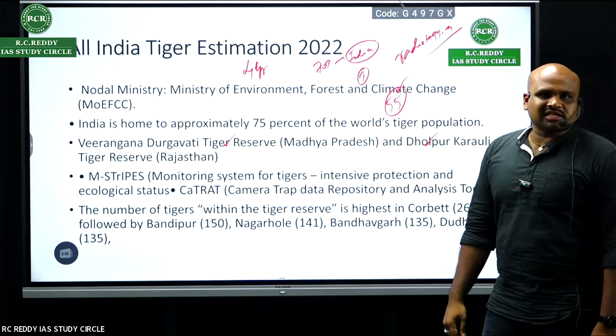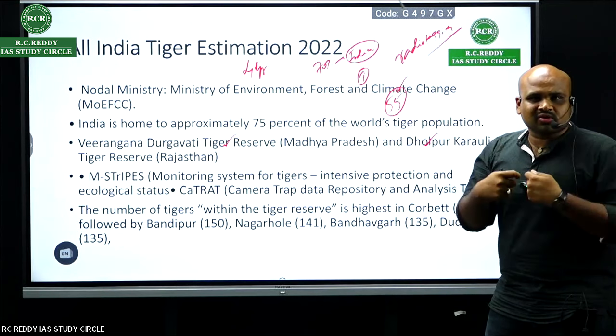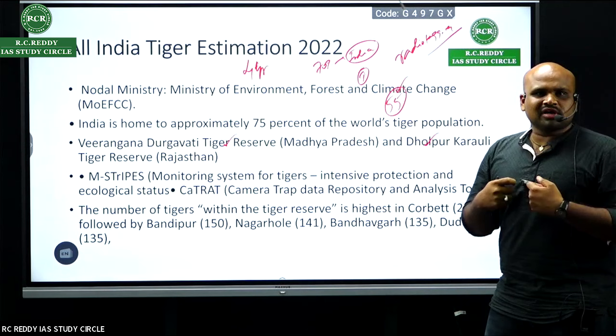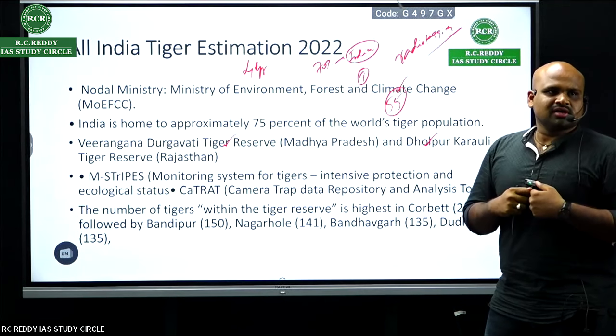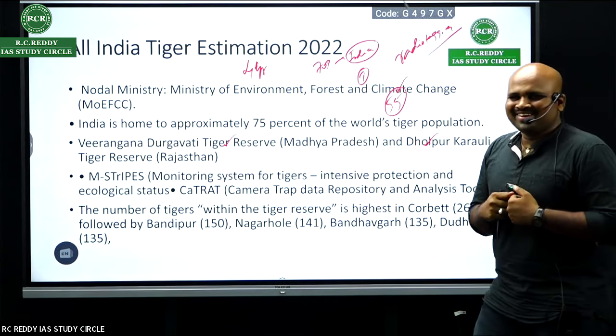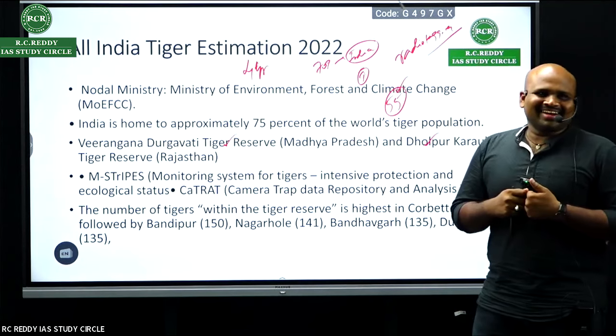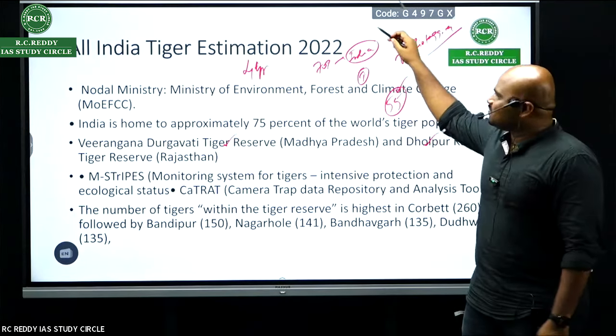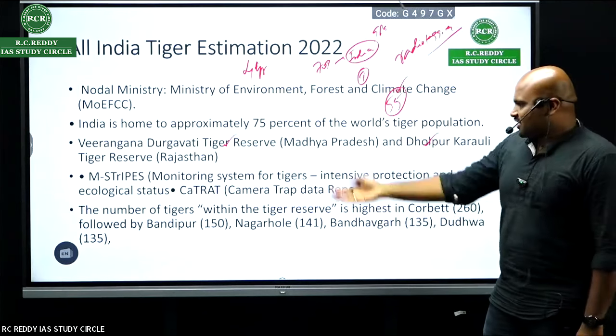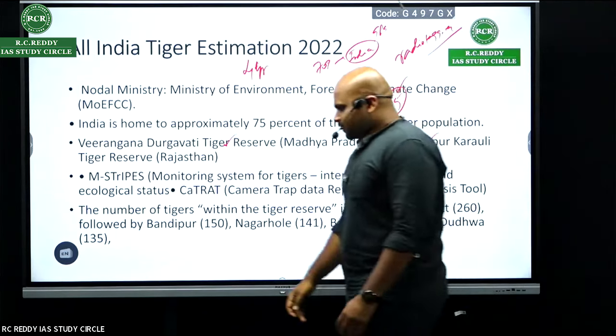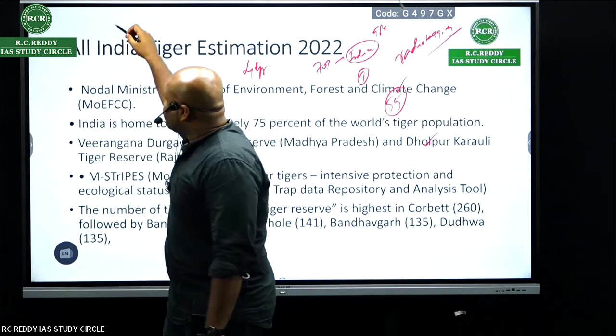Radio tagging doesn't mean you go and put an identity card around a tiger. Then they will have to put a garland around you. Please. You can't. Right? Radio tagging is something which is related to GPS. Please remember this. Right? Then we see what is the tiger population.